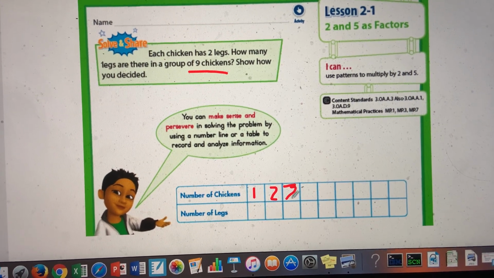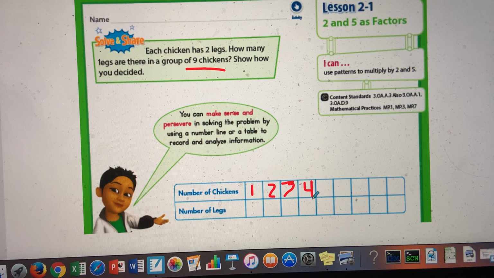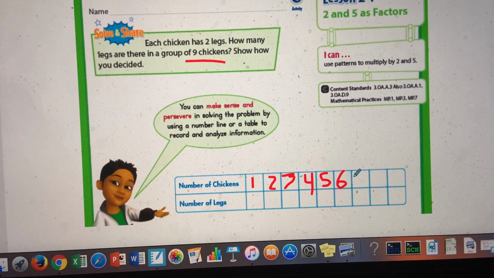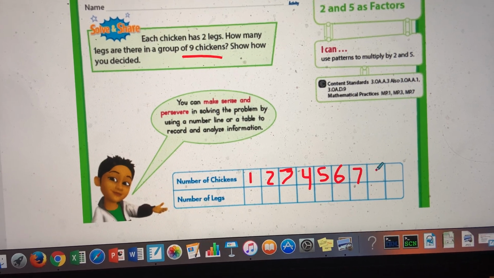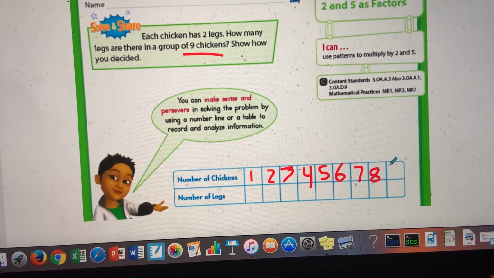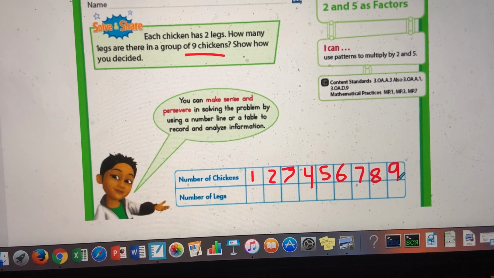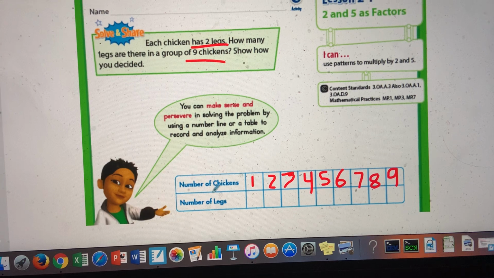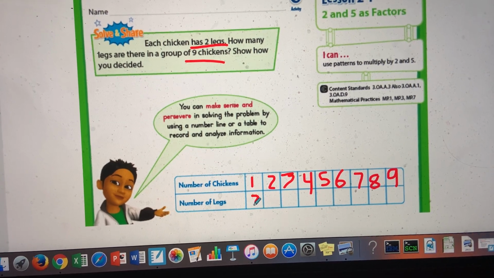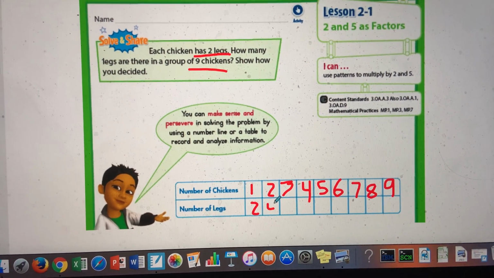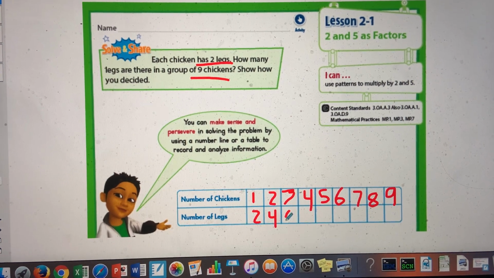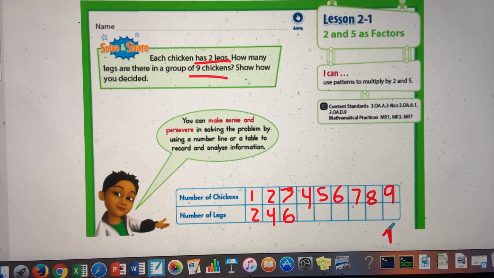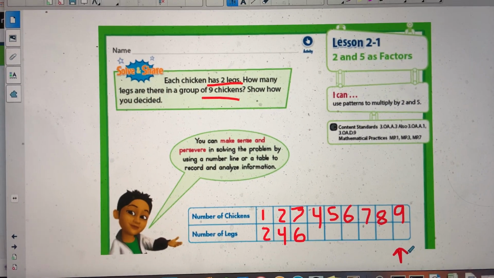So let's go up to 9 and get that filled in. All right, let's see if that makes sense, to see if there's 9 little cubes here to fill in. Then the other important information here, it says each chicken has 2 legs. Okay, so for the number of legs, we're going to count up by 2s. 2, 4, 6, and I'll let you keep going, and then you'll get your final answer here. So when you get down here, you'll know how many legs 9 chickens have.